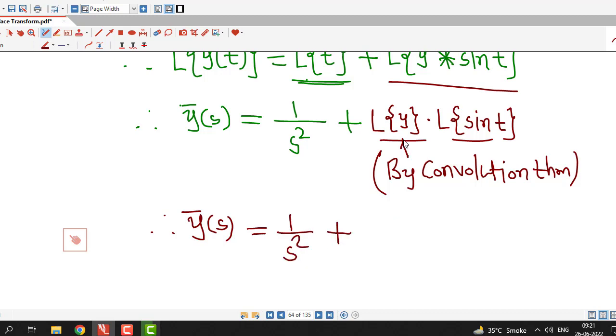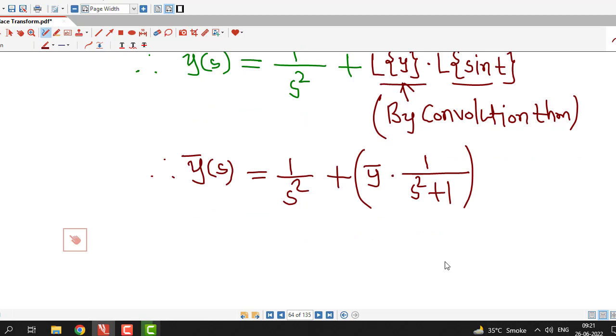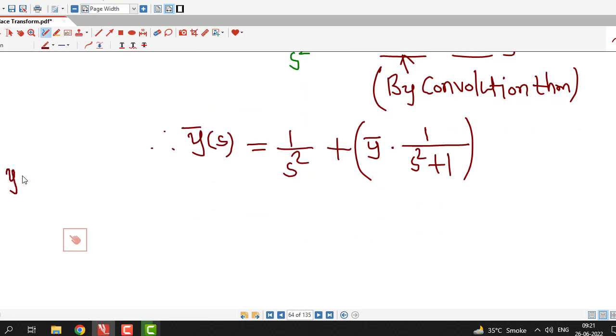y is the unknown function, and the Laplace transform of y is denoted by y bar, and the Laplace transform of sin t is 1 divided by s square plus 1. Our aim is to determine y of t, the unknown function y of t we must find. So for that we first find out y bar.